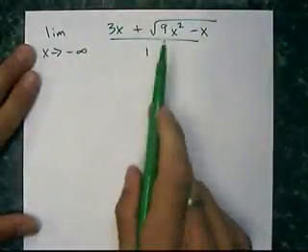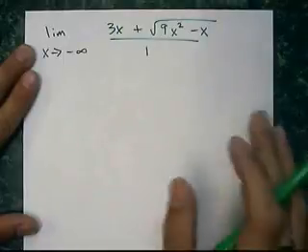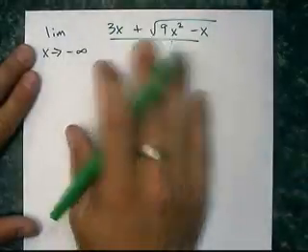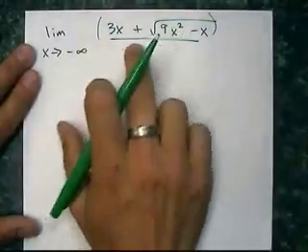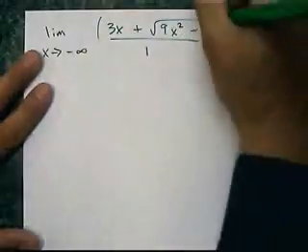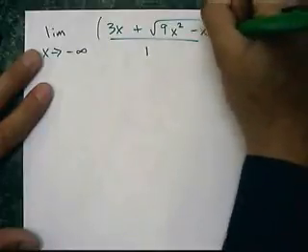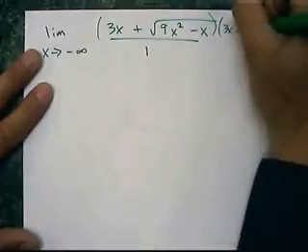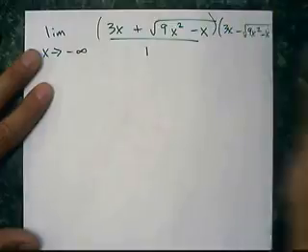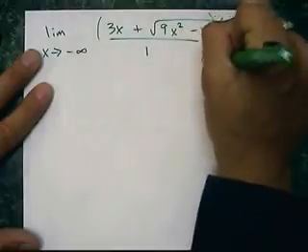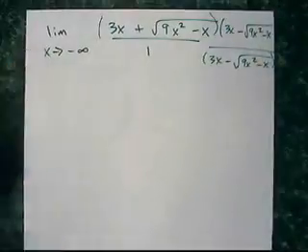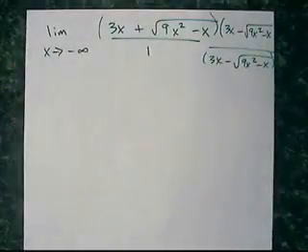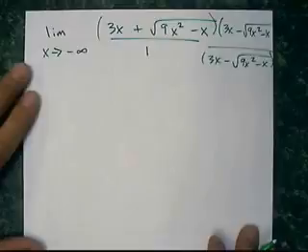What we want to do a lot of times when you have a square root sign is rationalize the denominator by multiplying by its conjugate. And the conjugate, I'm sure you guys remember this, is the exact same thing, you just switch the sign on the inside right there. So we're going to multiply the top and bottom by 3x minus the square root of 9x squared minus x.